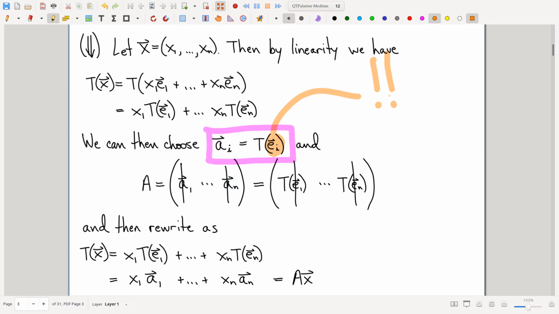Take those standard basis vectors, apply the linear transformation to them, and whatever you get, make those the columns of your matrix. That's the move. That's the brilliant little idea. And if you make that choice, everything just works out.